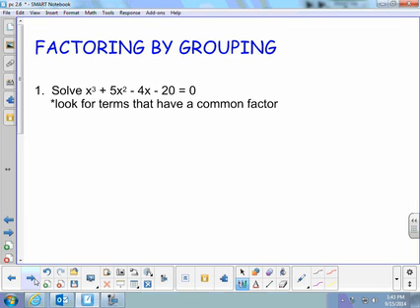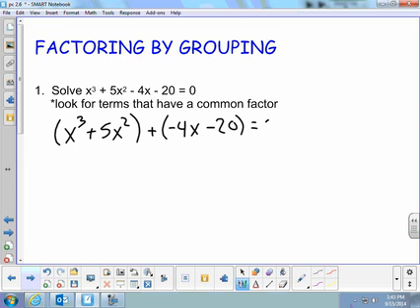And what I'm going to do is actually put parentheses around the first two terms, and then I'm also going to put parentheses around the second two. Be careful here because that negative sign belongs to the 4x, and inside the parentheses I want to make sure it still has that negative sign. Now I'm going to look for a greatest common factor.